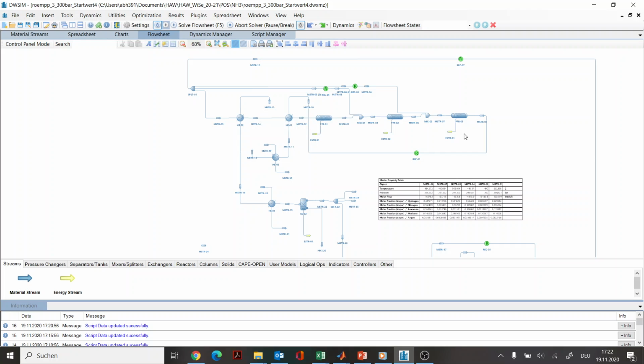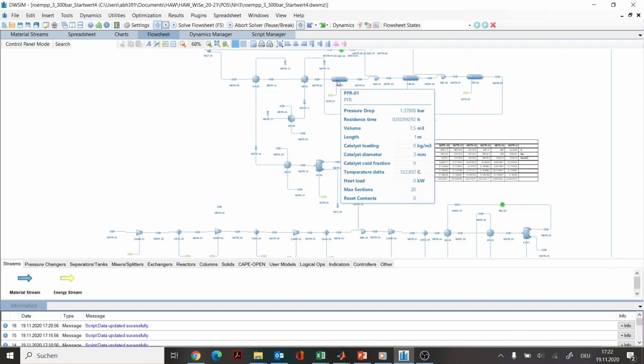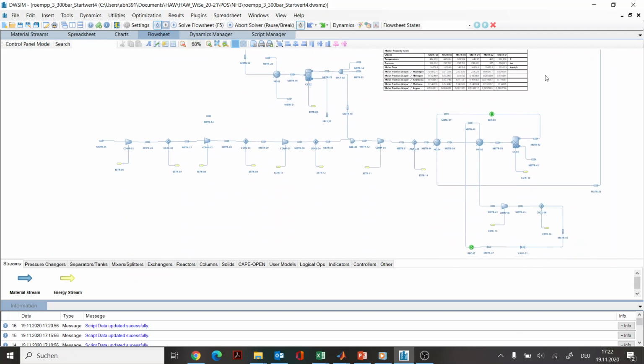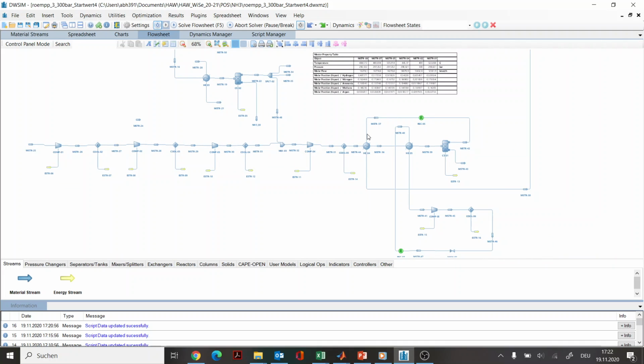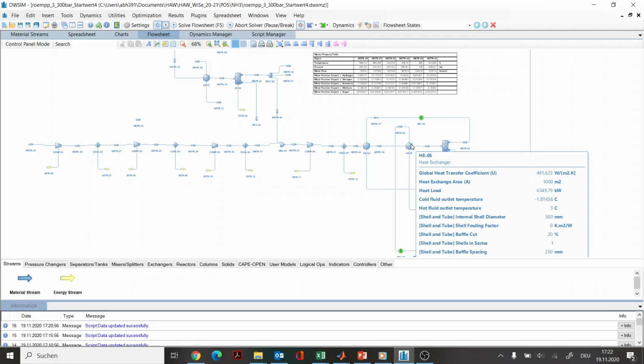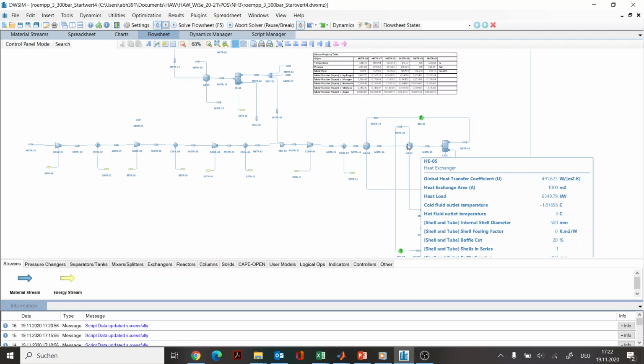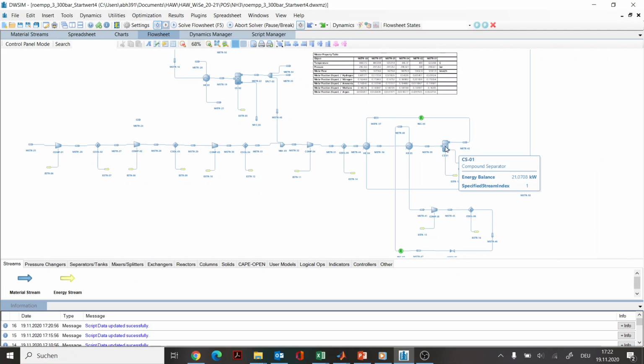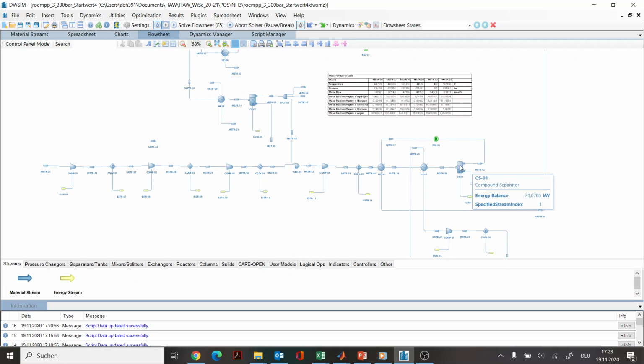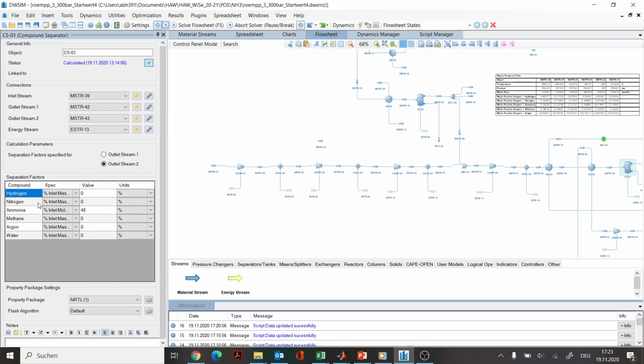Here's the DWSIM model. Here's my plug flow reactor. Here's my compression system with the 3 stages. Then you have a mixer. Then it's the 4th stage. Then I have the internal heat exchange. Then I have the cooling with liquid ammonia. And then I have here the compound separator. And here you just specify, okay, you want to have a mass flow of ammonia.